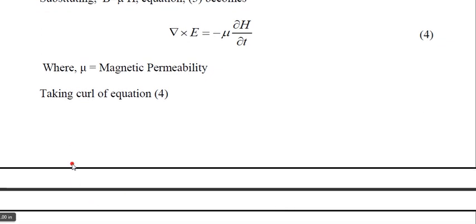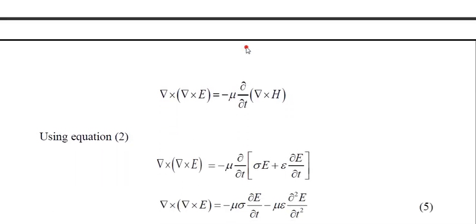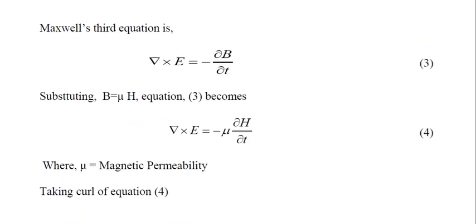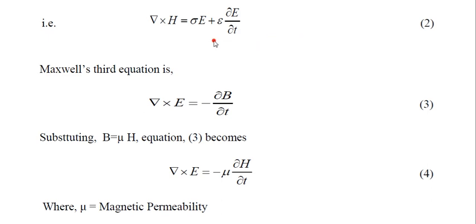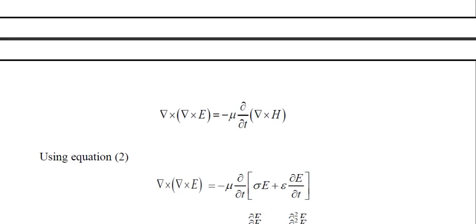Mu is the magnetic permeability. Now, we have to take the curl of this equation. Then the next step becomes curl of E is equal to minus mu into time derivative of del cross H. Here mu is constant. Then using equation 2, we have to substitute the value of del cross H from equation number 2. What is equation number 2? Here del cross H is equal to sigma E plus epsilon into dou E by dou T. This value we have to substitute here.